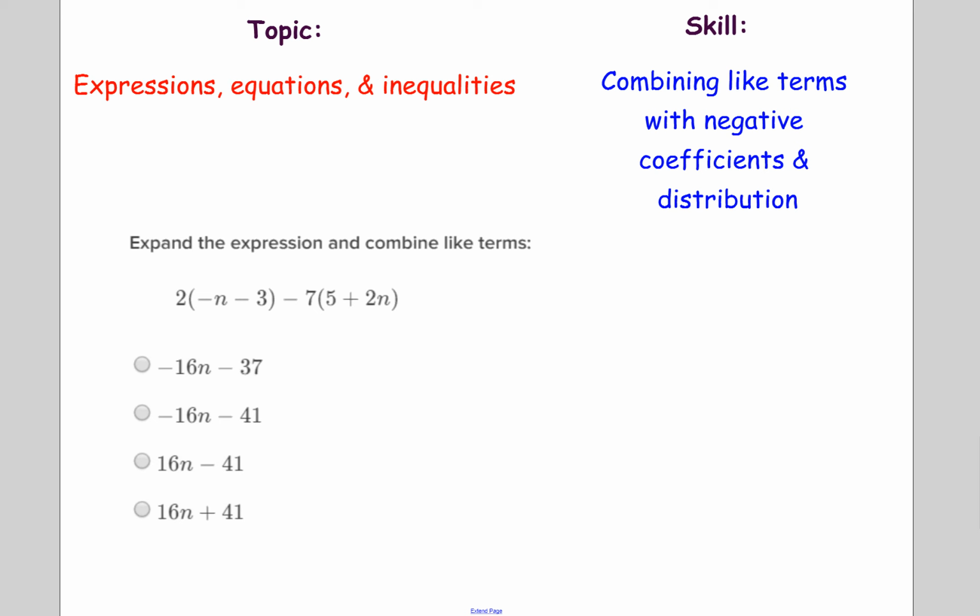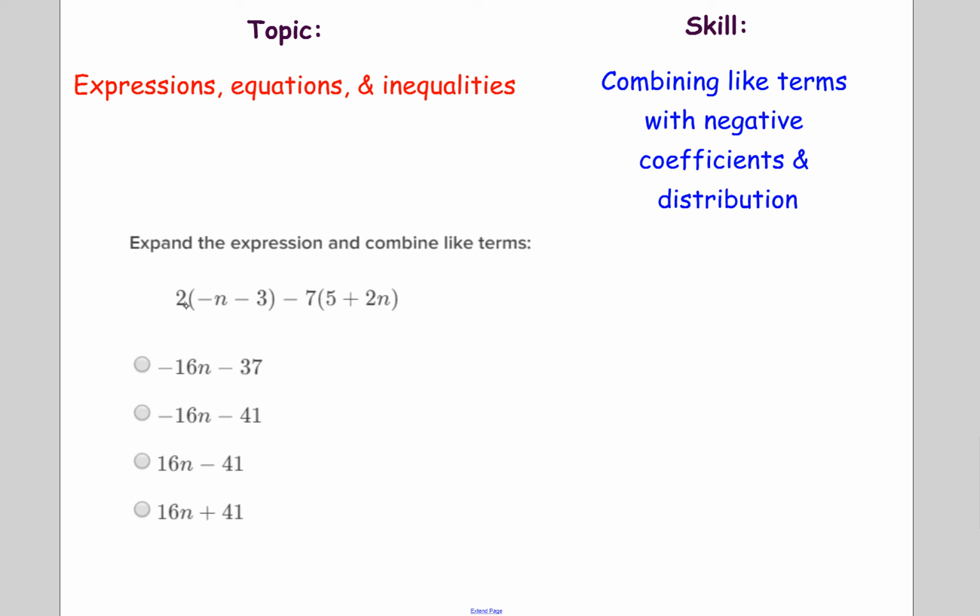Hey there, folks. We're going to work on combining like terms with negative coefficients and distribution. It says expand the expression and combine like terms. So we're going to take this expression and simplify it just like we did in the previous video, but now we have distribution involved. This 2, open parentheses, negative n minus 3, minus 7, open parentheses, 5 plus 2n, really can be written in a much more simple, compact way.